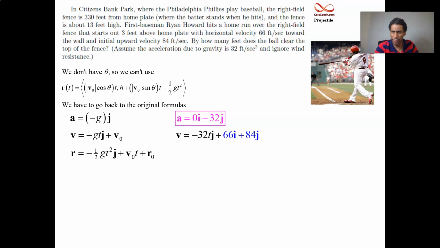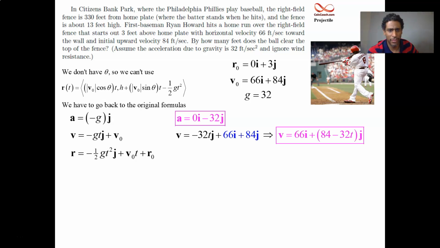And for this particular problem, the initial velocity is 66 in the horizontal and 84 in the vertical. g is 32, of course. Then we can put these together, i's with i's, j's with j's. We have 66i and then minus 32t and 84 to give you the velocity vector. Integrate that velocity, you'll get position: minus 1/2 of 32t squared in the j, then the v naught times t.